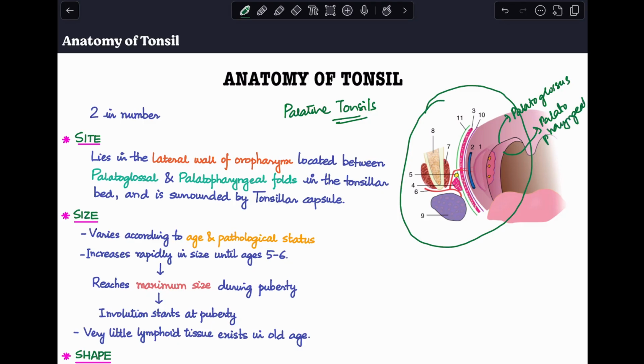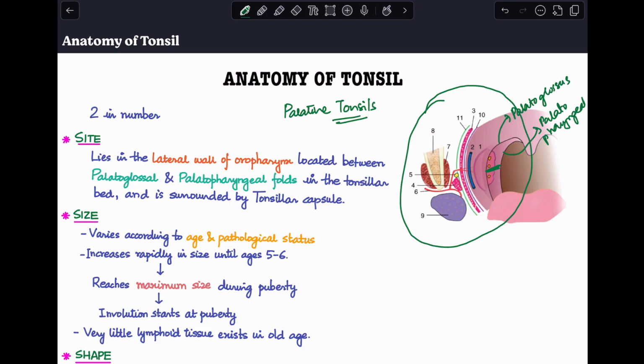So, our tonsil lies in between these two pillars, the anterior pillar and the posterior pillar, which is formed by these two muscles in the lateral wall of the pharynx, and in between this lies the tonsillar bed. So, that is where the tonsil is located, and the tonsil is surrounded by a tonsillar capsule.